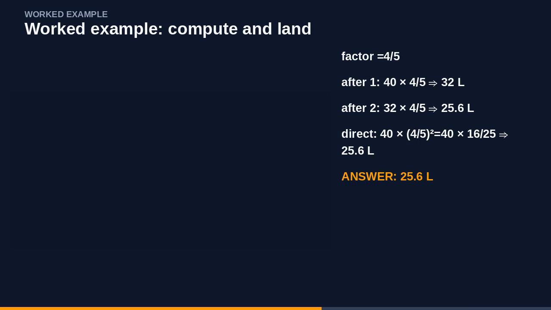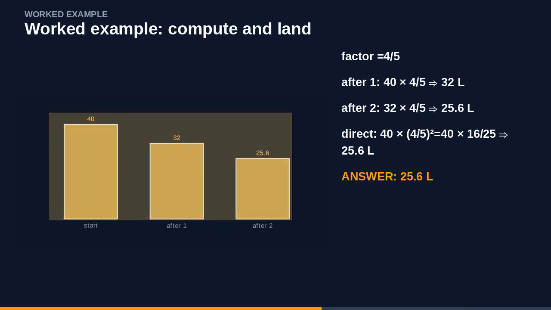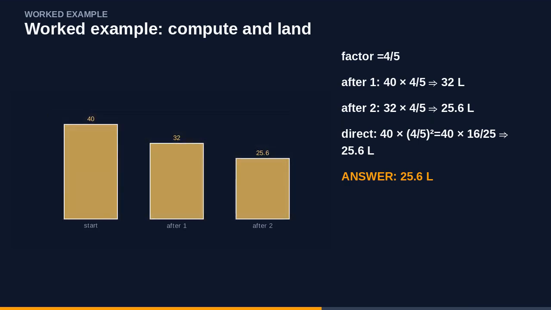After first replacement, 40 times 4 over 5, so 32 L. After second, 32 times 4 over 5, so 25.6 L, or directly 40 times 4 over 5 squared equals 40 times 16 over 25, so 25.6 L. 25.6 L pure milk remains.